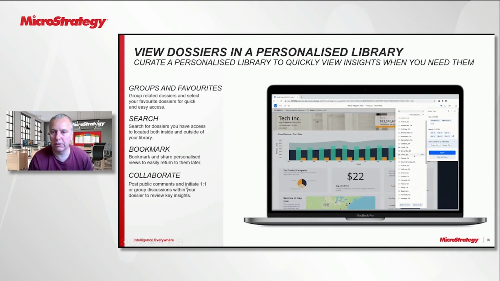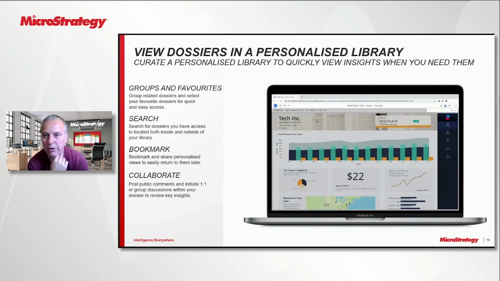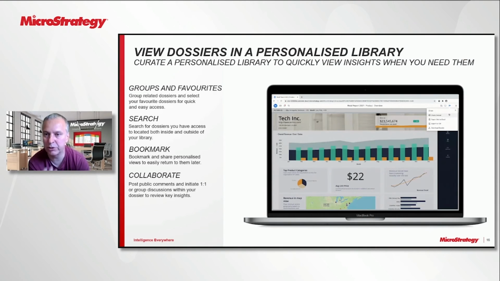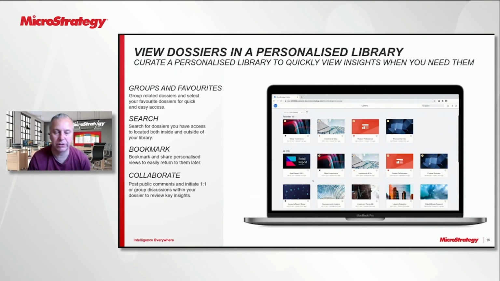There's the different filters. It's showing the filter panel here in the dossier. And then you've got collaboration. So you can send comments to individual people, comments targeting individual people but visible to all, or discussions that are visible just to the people within that discussion.